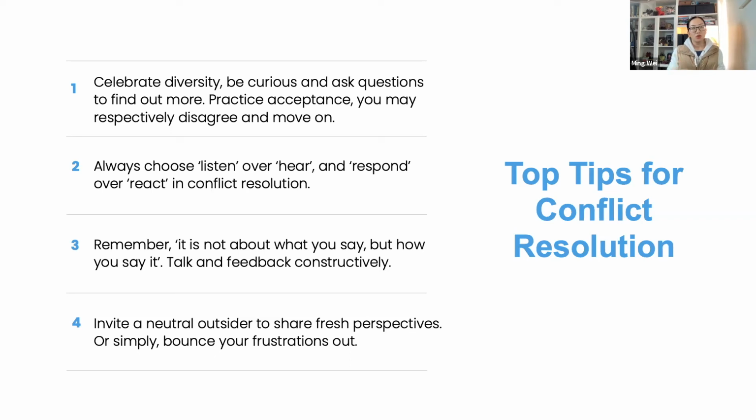And also do not react to things. It's easy to react. However, try to think, be curious, and then you respond instead of react. That's absolutely key as well. And a wise man told me, it's not about what you say, but how you say it. I was quite surprised when I heard this for the first time, but it really worked for me. Let me tell you one quick tip.